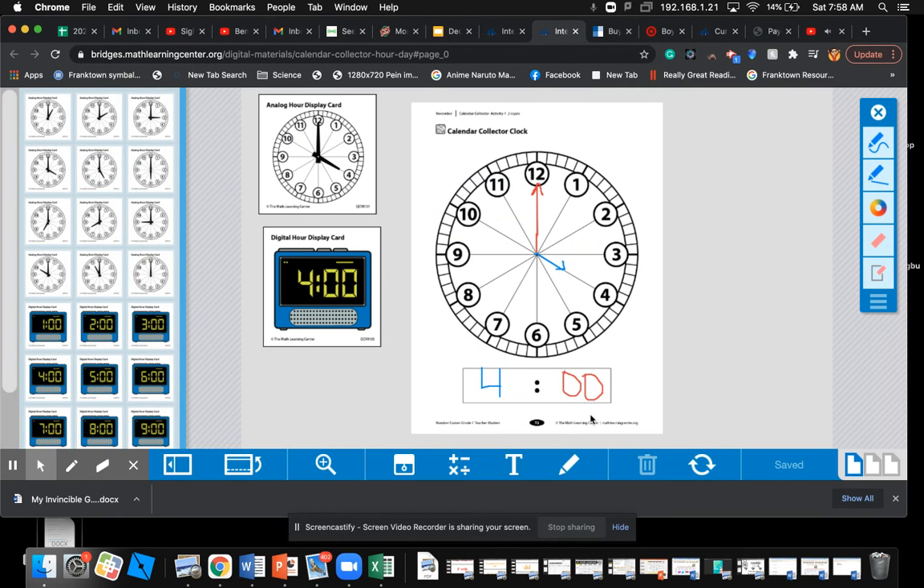All right, let's go to my clock here. I changed my digital clock to 4 o'clock. I changed my hour hand, my short blue hour hand to the 4, but my long minute hand still points at the 12. And let's say my digital time, 4 o'clock. And let's say my analog time, 4 o'clock.